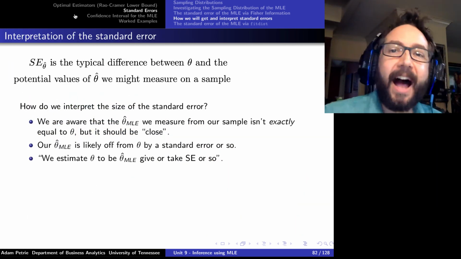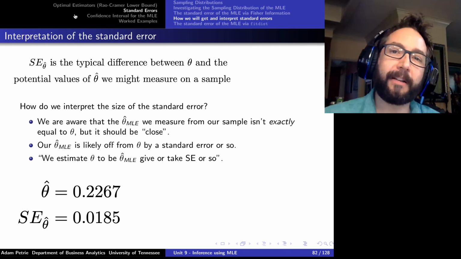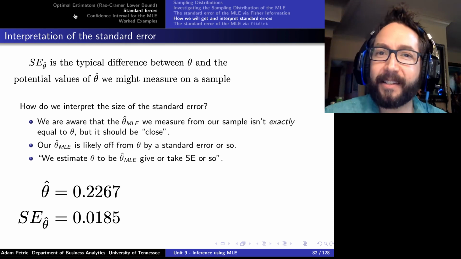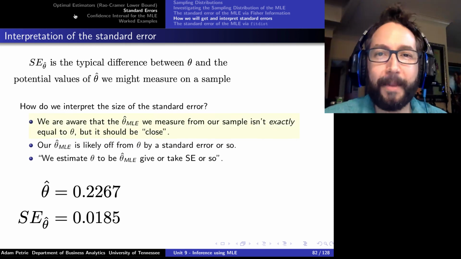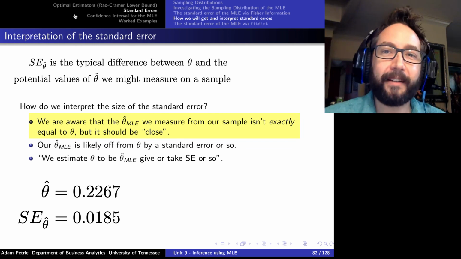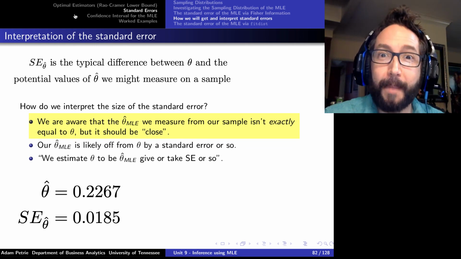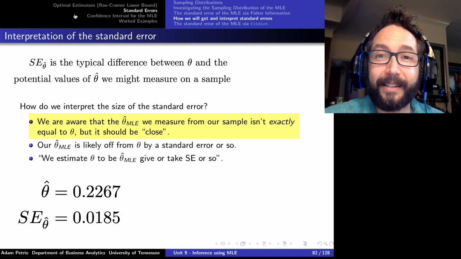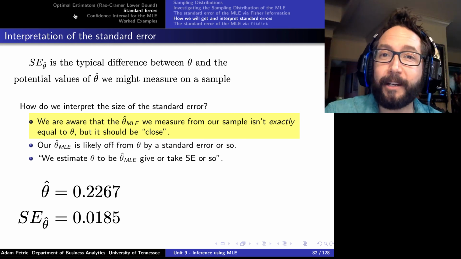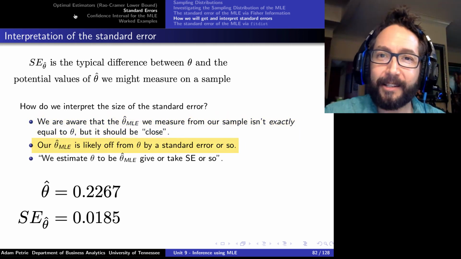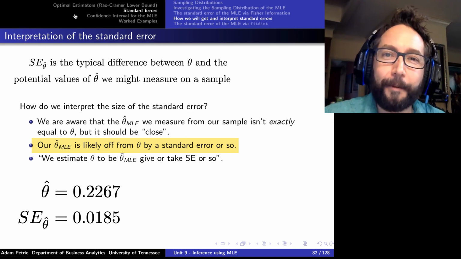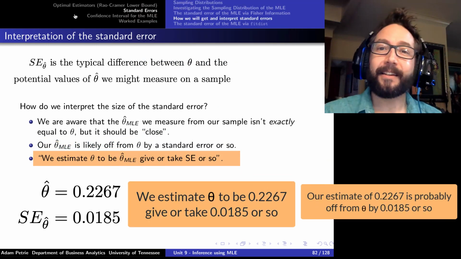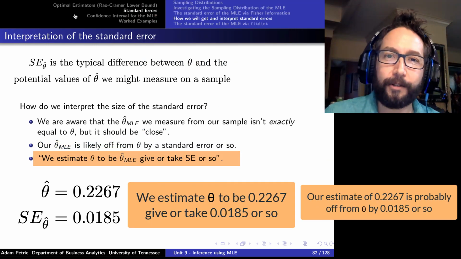So once we get the value for the standard error, how do we interpret it? How do we add value to this analysis? Well, the standard error is our best guess for how far off we think our MLE is from the true value of theta, associated with the probability distribution that's making our data. So we know that when we go and collect data, the value we measure from our MLE is going to be wrong. It's not equal to theta exactly, but it should be close. And we think that our estimated value, the MLE, is going to be off from theta by about a standard error or 2. So we could say we estimate theta to be theta hat, the MLE, give or take a standard error or so.